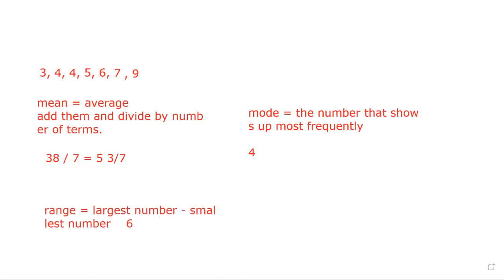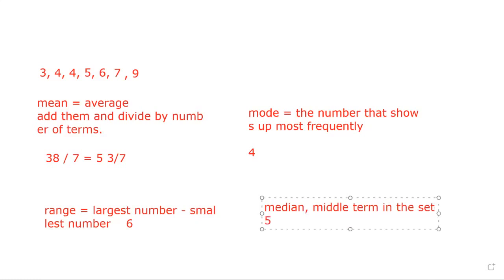And the median is the middle term in the set. So in this case, this is already in numerical order. And there are 7, so it's going to be the middle number. In this case, it's 5. Because you can see that there are 3 numbers before it and 3 numbers after it.